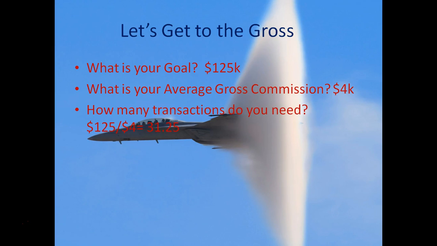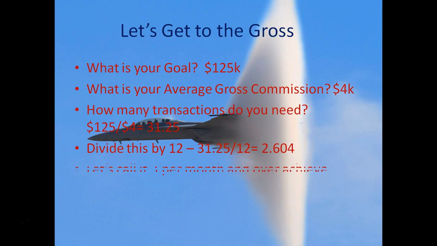All right. How many transactions do you need? Well, we take our 125,000 that we're desiring divided by the 4,000, and we need basically 31 transactions a year. That's going to give me my 125, because 31 transactions at 4K is going to give me my 125. Divide this number by 12 because that's annualized, so we're going to break it down into a monthly goal. So we take 31.25 divided by 12, we get 2.604. We say we're going to overachieve and do 3.